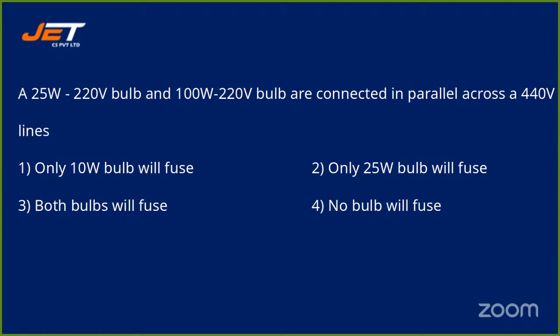A 25 watt and 220 volt bulb and a 100 watt and 220 volt bulb are connected in parallel across a 440 volt line. So which will fuse? Will the 100 watt bulb fuse or the 25 watt bulb fuse? Which one will fuse? I can see correct answers. Both will be fusing, correct, because they are connected in parallel. Very simple.